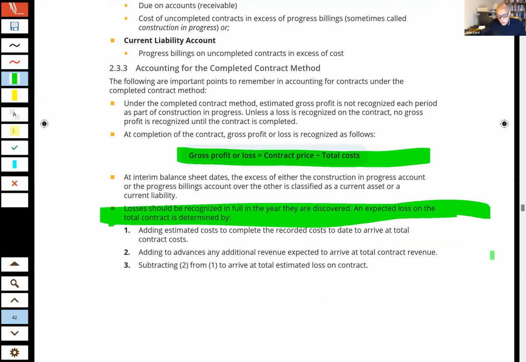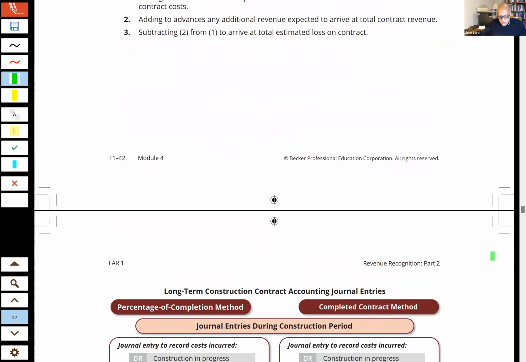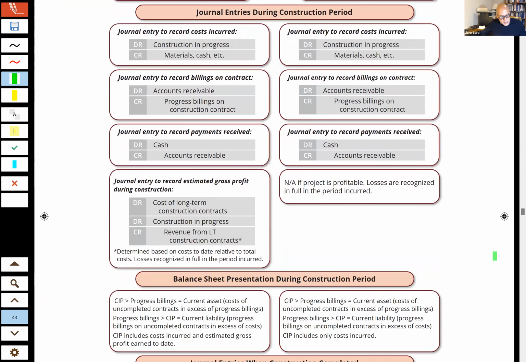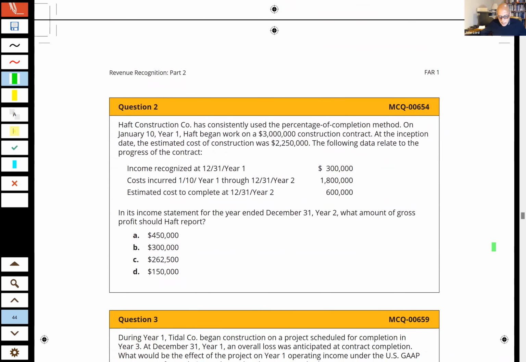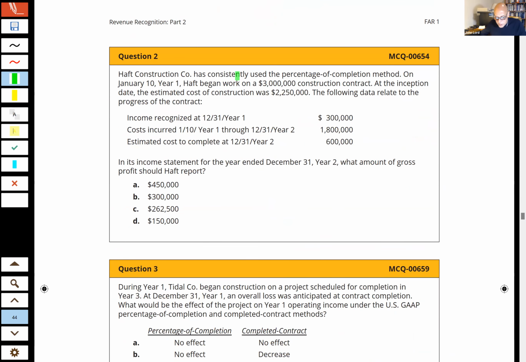Okay. So now let's go ahead and take a look at a couple multiple choice questions. Okay. And I'm going to go ahead and turn you loose on this first one. Oops. I want to share results. I want to launch the poll.